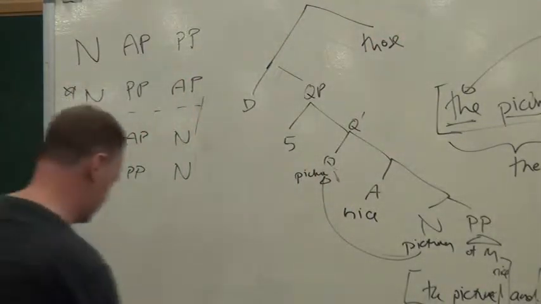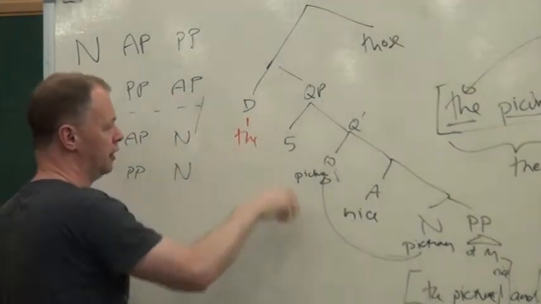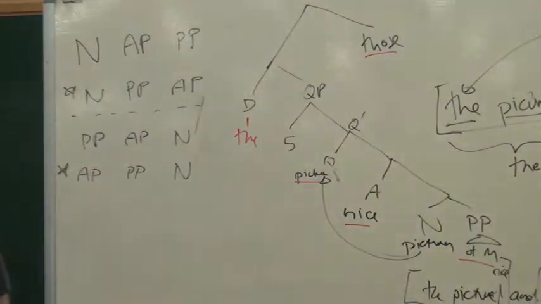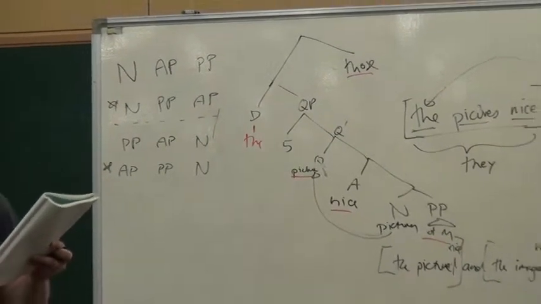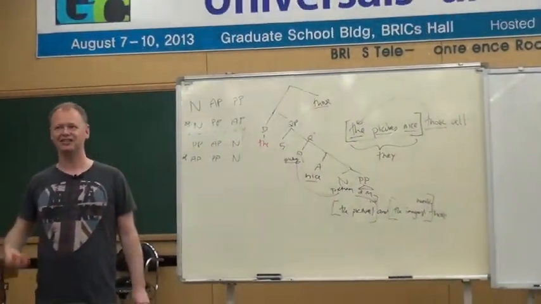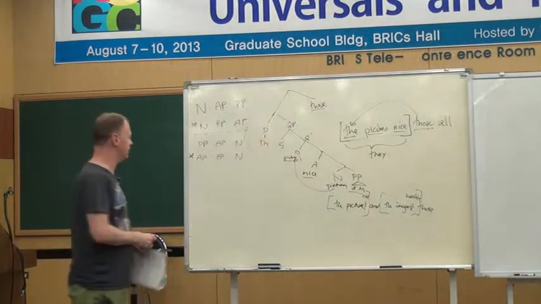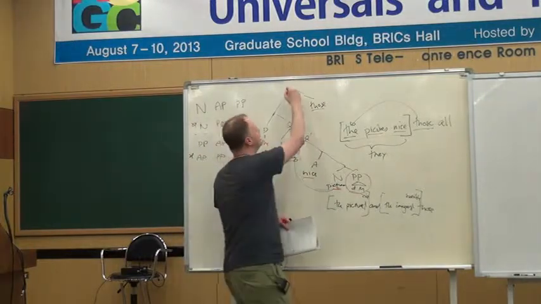It's the only way to get that order right. But now what we predict is the pictures nice of Mary, those. Yeah? That follows from where we got to. Is that good? No. That's completely ungrammatical in the language. You don't say the pictures nice of Mary, those. You say the pictures nice, those of Mary. So actually, the prepositional phrase doesn't occur where you might expect it to occur. It seems to occur way over here.